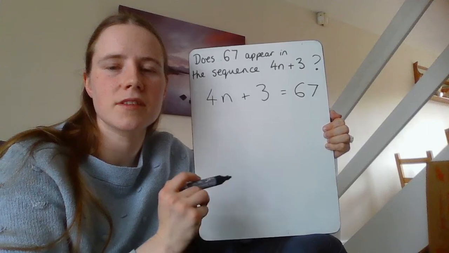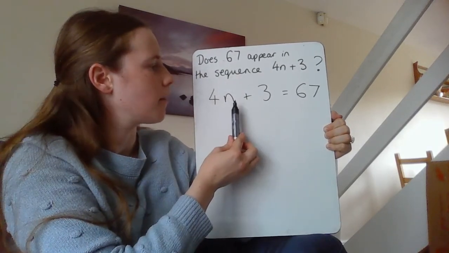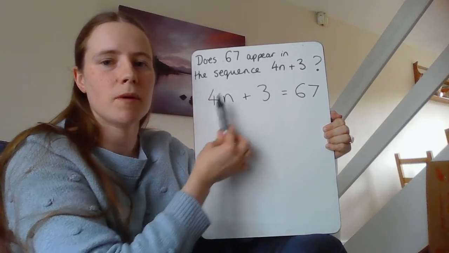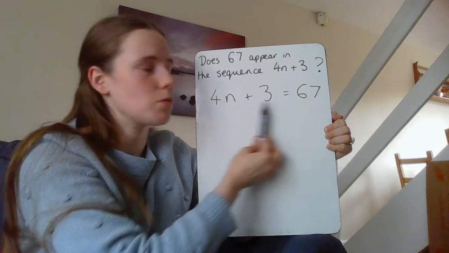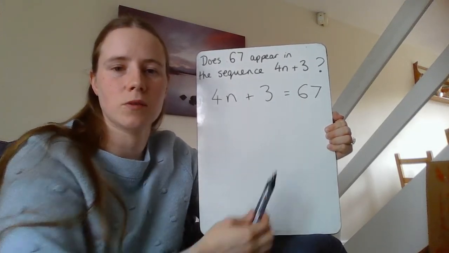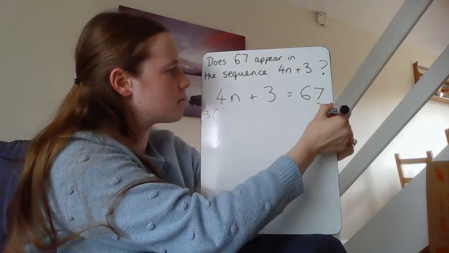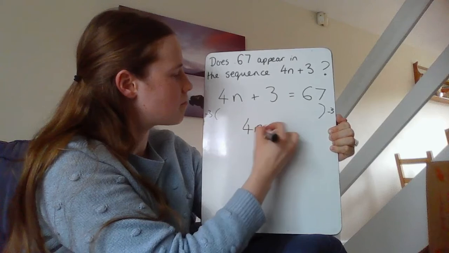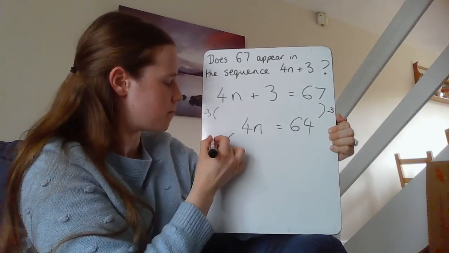So if this number does appear in the sequence, there should be some number n that I can use here to times by 4 and add 3 that gets me an answer of 67 out. So I'm going to solve this and see what n value I'd have to put in order to make that happen. Take 3 from both sides. Divide by 4.